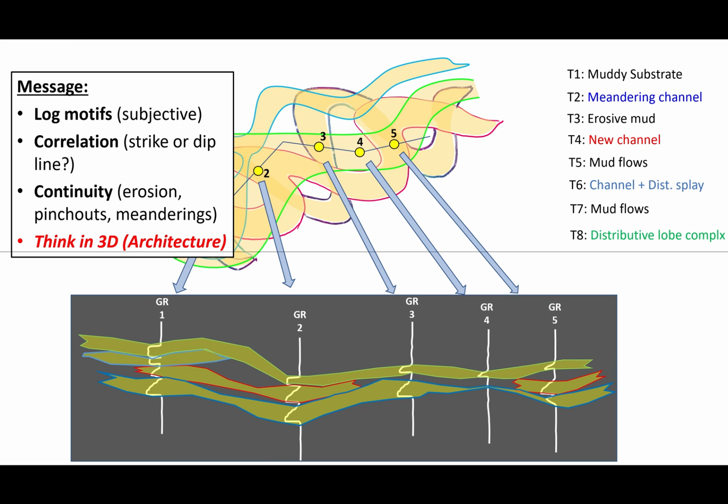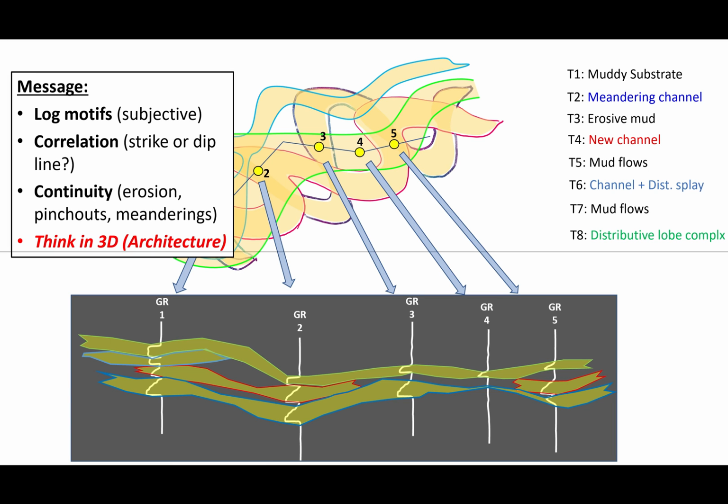Are these systems meandering, or what's the sinuosity? Are they distributive? Are they meandering? Are they low sinuosity, straight channels? An idea, a picture of these different elements will help you in making informed decisions in correlating one log signature to the other for your wells.